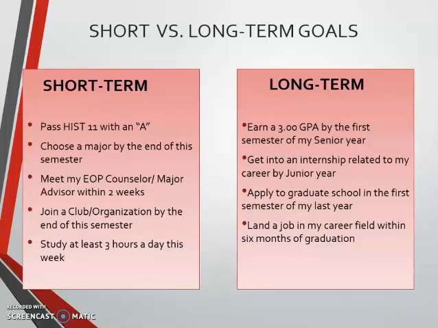Short-term goals are things like pass History 11 with an A this semester, meet my EOP counselor or major advisor within 2 weeks, and study at least 3 hours a day this week, including tutoring and SI. If you're a first or second year student, long-term goals are things like earn a 3.0 total GPA by the first semester of my senior year, apply to graduate school in the first semester of my last year, and land a job in my career field within 6 months of graduation.